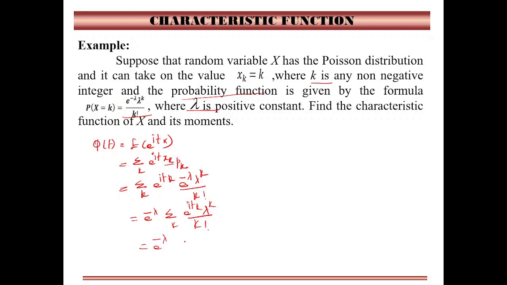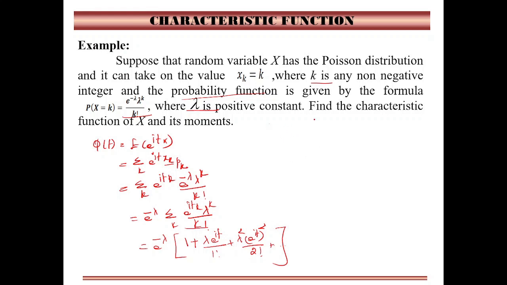And after that we are going to expand this function by giving the values for k. k takes the values 0, 1, 2, 3, etc. So if k is equal to 0, then we will get 1. If k is equal to 1, we will get lambda into e power it by 1 factorial. If k is equal to 2, lambda squared into e power it the whole squared by 2 factorial, plus etc.